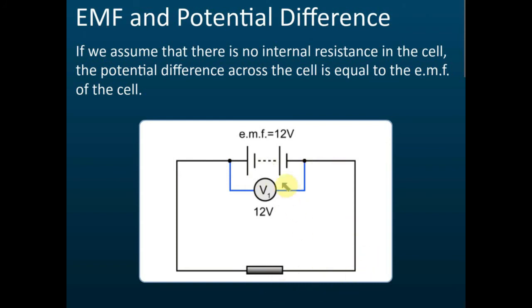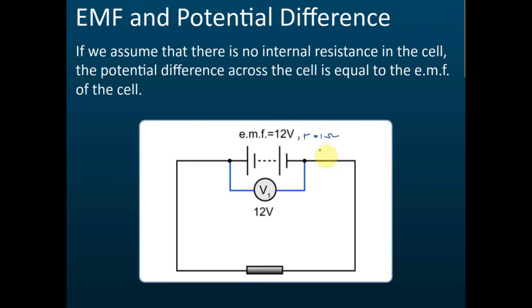In the circuit, sometimes you will see something like this. They write EMF equal to 12 volt. Now, if EMF equal to 12 volt, then we assume that there's no internal resistance in the cell. How do we know if there is internal resistance or no internal resistance? If there is internal resistance, they will tell you. They will write something like a small letter r equal to, let's say, 1 ohm.